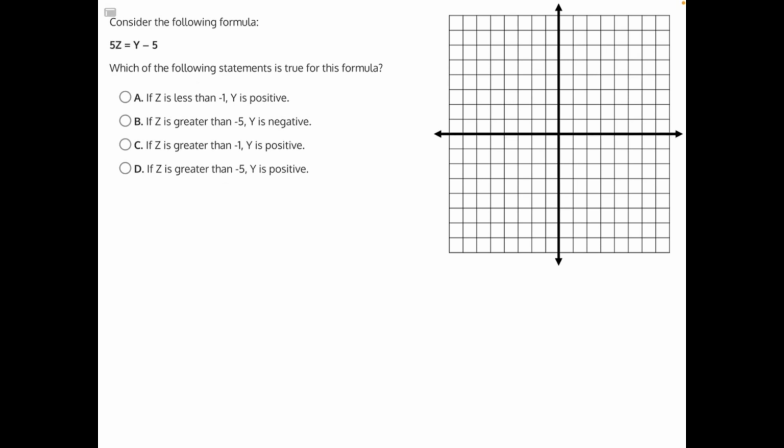Consider the following formula. Which of the following statements is true for this formula? To solve this question, we're going to need to graph, but before we do that, we need to figure out how to label our axes using z and y. Normally, our x-axis is our cause, and our y-axis is our effect.